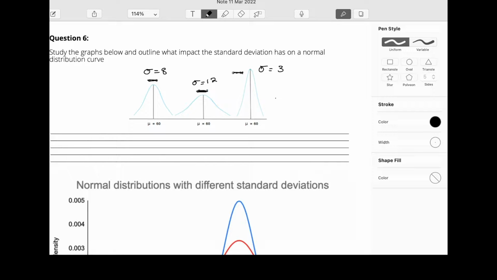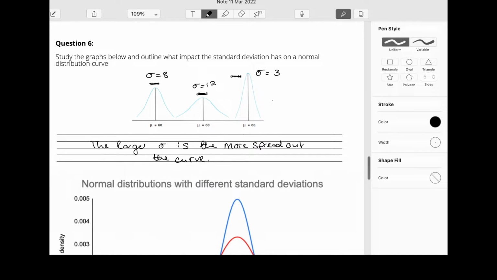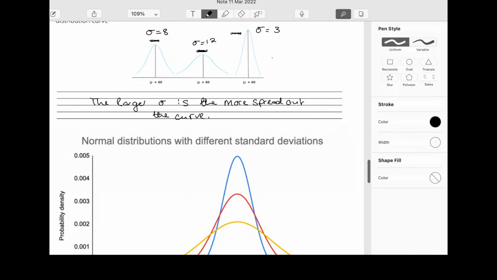So hopefully you've had a bit of time to think about it, but the larger the standard deviation, so the larger sigma is, the more spread out the curve is. The more spread out the curve is. That's the pattern we should have been looking for. So apologies if that caused you some confusion today, but it is in your book. You should be able to read up about the standard deviation.